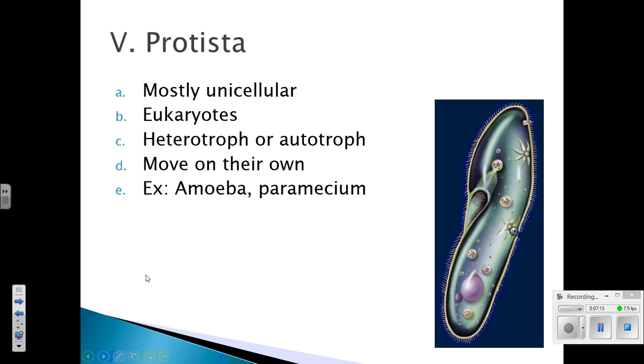Okay, the protists. Most of them are going to be unicellular, although there are some that break that rule. They're going to have a nucleus. It can be heterotrophs or autotrophs, and they can move on their own. So this is a picture of a paramecium. You would find hundreds of these in a scoop of pond water. They're just everywhere.